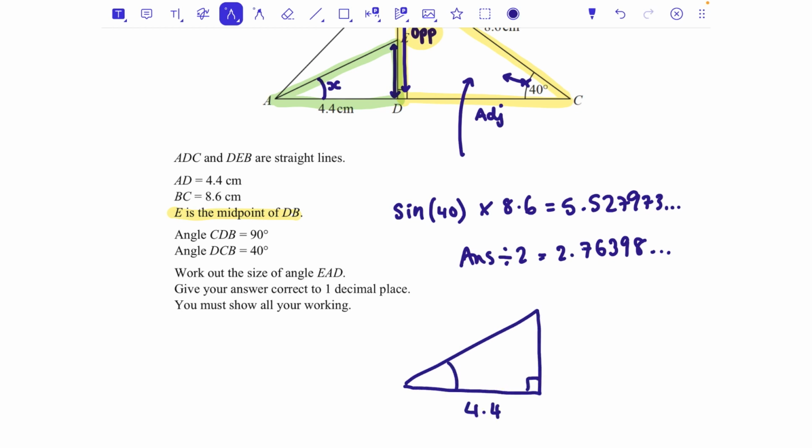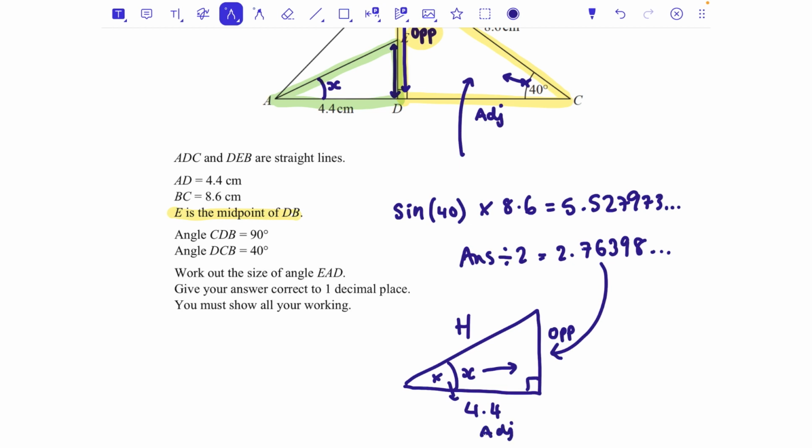We want the angle. And we now know that this side here is 2.76398. Labelling this side, I know that this is the hypotenuse. This side is my opposite, because it's opposite that angle that we're interested in. Again, if you're looking across the shape from that angle, that's where it's opposite. And here we've got the adjacent.